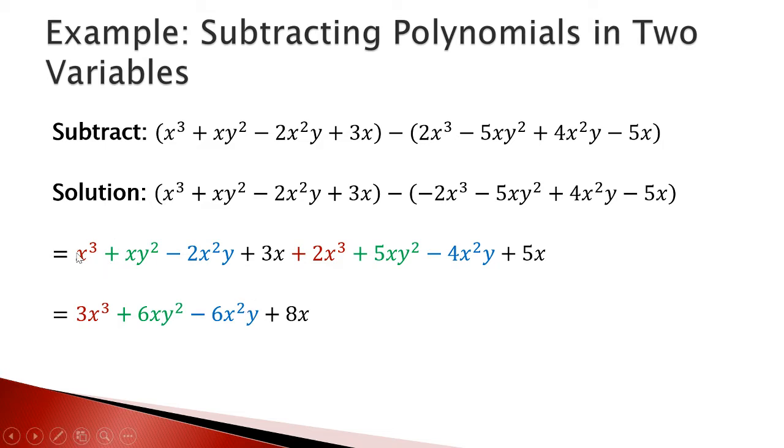Then we will simplify x cubed and 2x cubed together, and when we simplify x cubed and 2x cubed, it will give 3x cubed, and when we simplify xy squared and 5xy squared, it will give 6xy squared, and finally when we solve like terms together, we will get 3x cubed plus 6xy squared minus 6x squared y plus 8x.